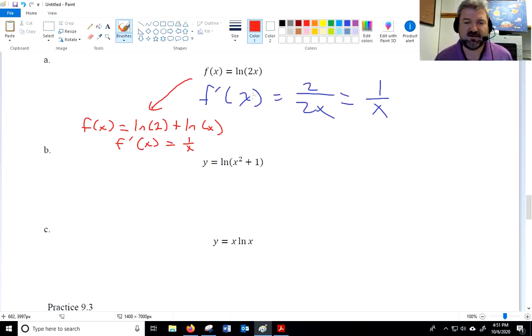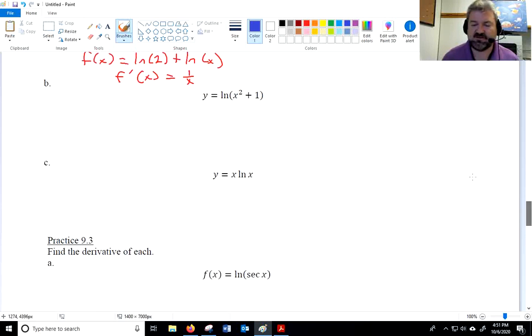So you see we could get it in two different ways, but it's really interesting. You see that constant multiplier in the middle there becomes just like a constant. Constants behave strangely with natural log. All right, let's try the next one.